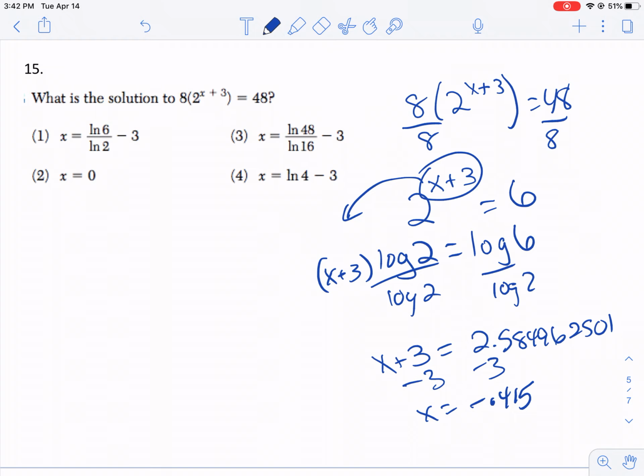Alright, so number 2 is out. Let's go figure out number 1. So ln of 6 divided by ln of 2, minus 3. And I get negative 0.415. Boom. Number 1 it is. If you want to try one of the other ones just to be sure that we've got the correct answer here, you can, but number 1 is our choice.